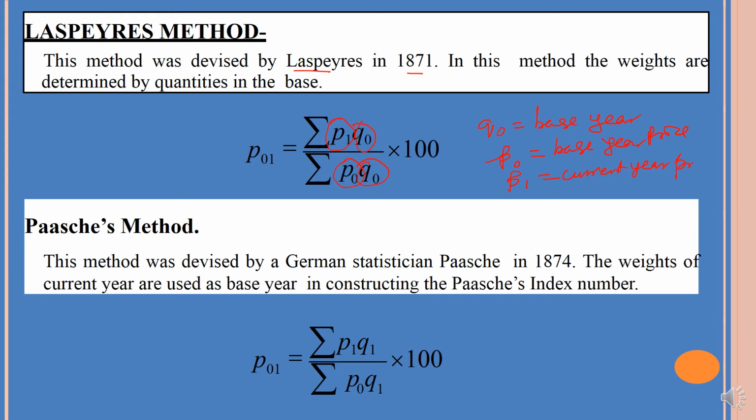But in the case of Paasche, what he did, it was proposed in the year 1874. He is a German statistician. He considered the quantity of the current year, that is Q1, the current year's quantity. And the price, as I have mentioned, P0 and P1 are the price of the base year as well as the current year.